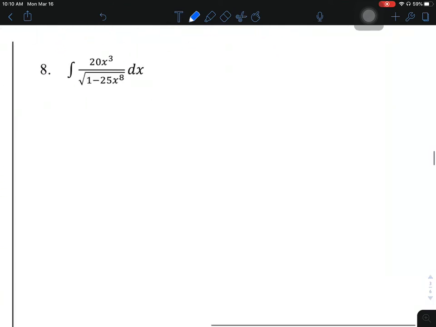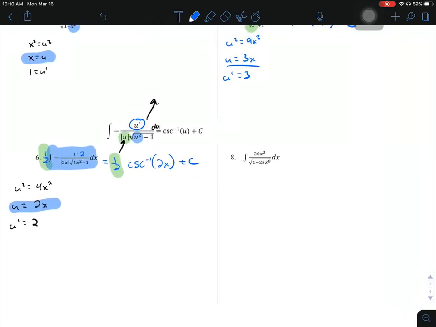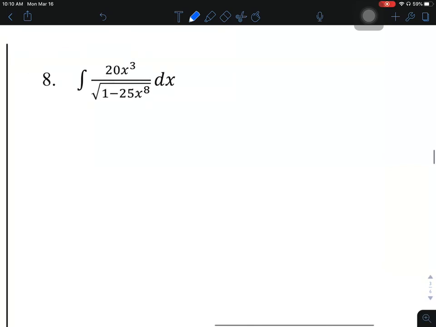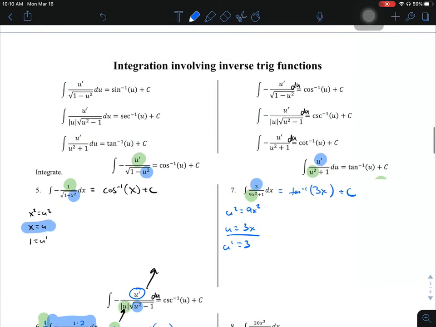Let's try number 8. So far, we only had to manipulate one of them, and that was number 6. Number 8, this has a radical in it, and it's 1 minus something, so that's going to be secant or cosecant. It's positive. This is going to be, I'm sorry, it's either sine or cosine because it's 1 minus something, and it's positive, so it's going to be sine. Let me copy sine down here so we can see it.